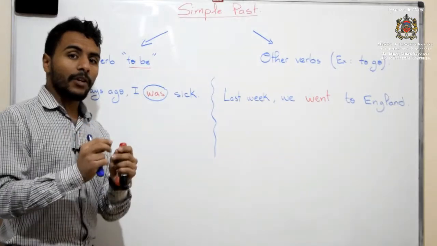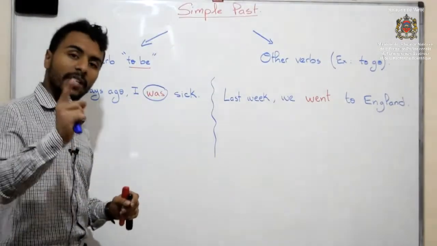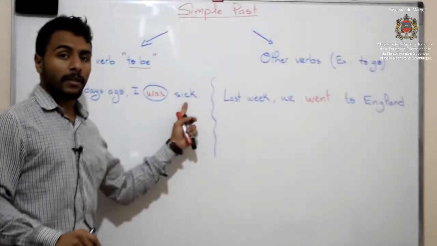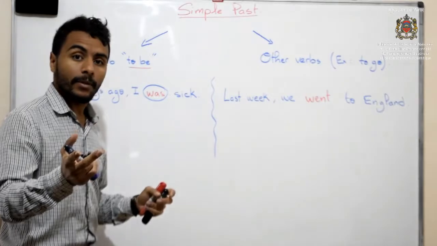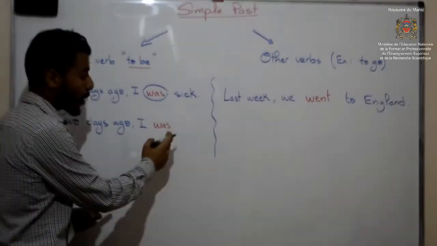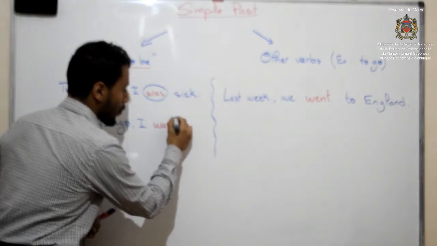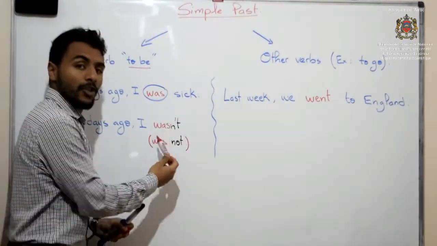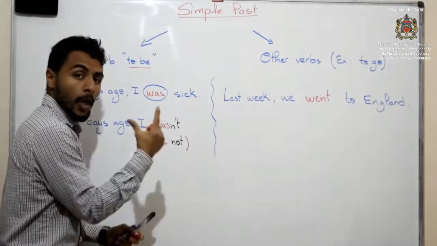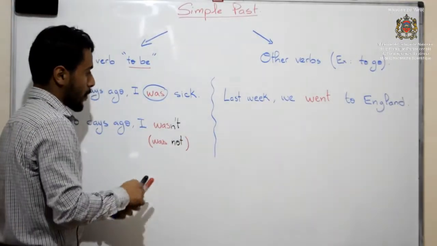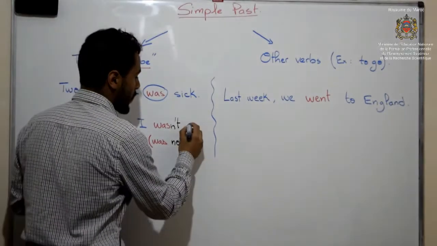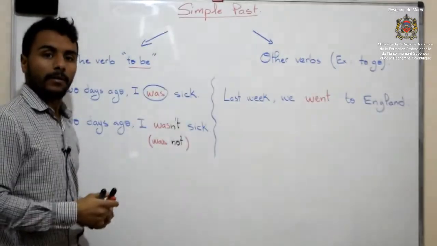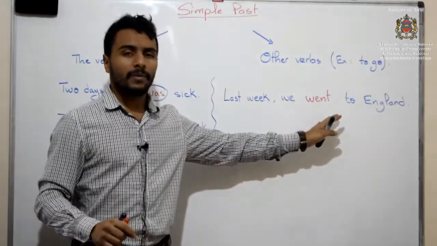But now things are going to be different. When you want to say no, 2 days ago, I was not sick. So I need to make the negative. It goes like this. I wasn't. We can say wasn't or was not. This is a contraction. Short form, long form. Wasn't sick. That's the negative. But for other verbs, it's different.